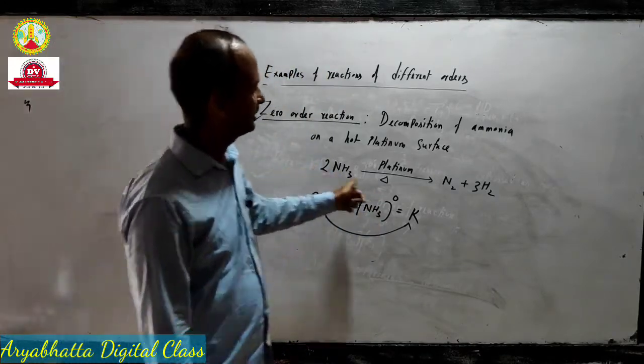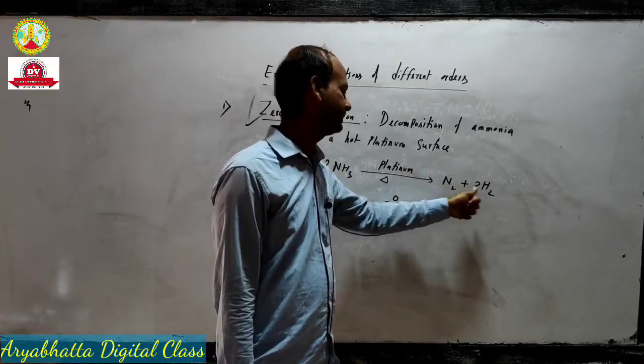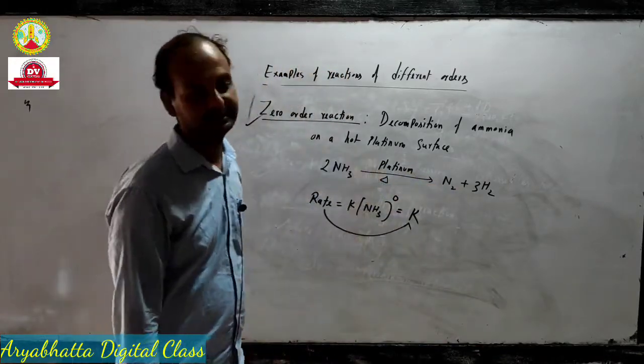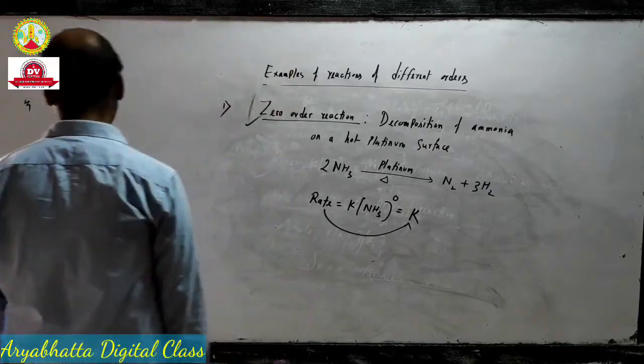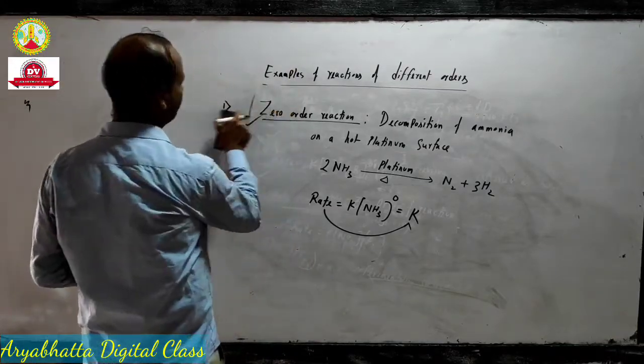Now let's say this is a zero order reaction. Decomposition of ammonia on a platinum surface. Here you will get nitrogen and hydrogen. Here platinum acts as a catalyst. Now let's say another example, of first order reaction. Now comes to first order reaction.